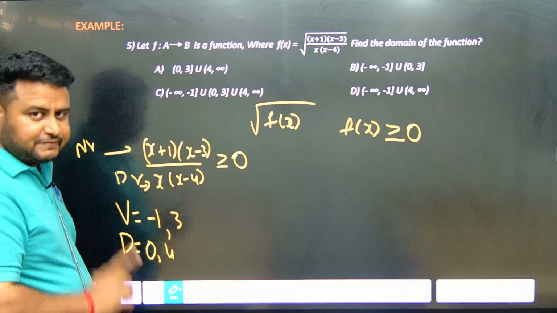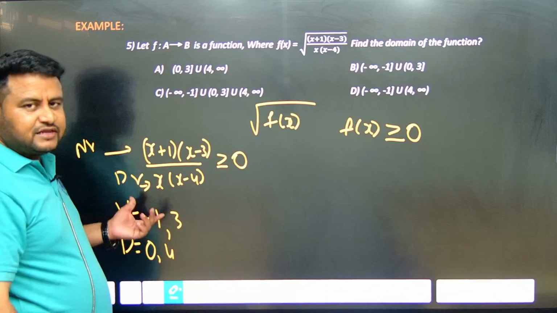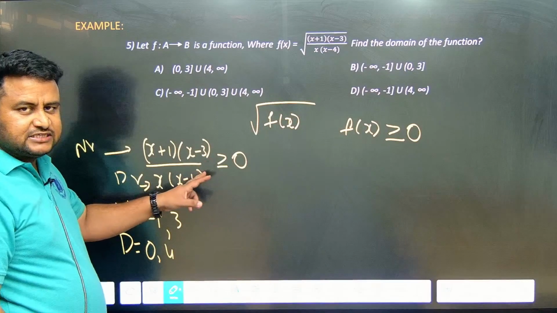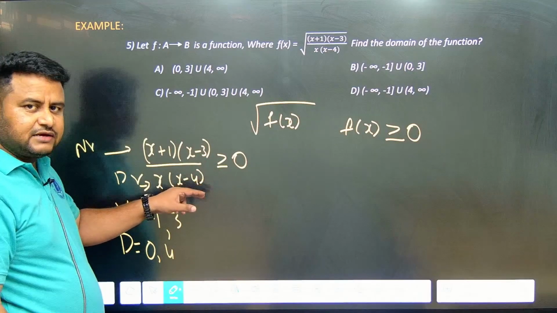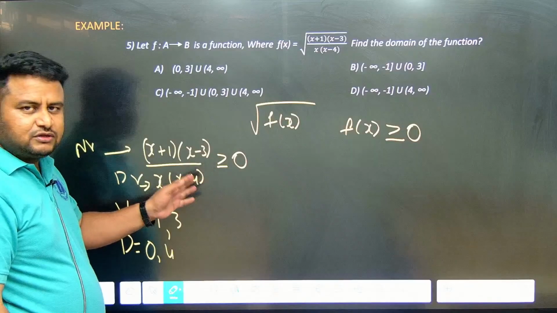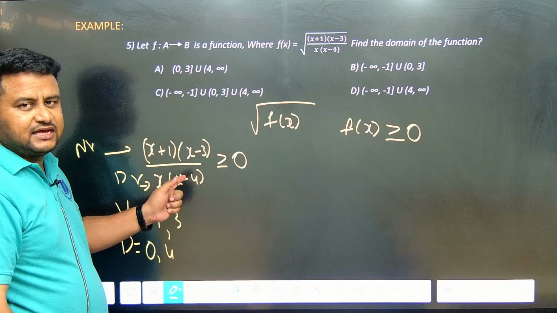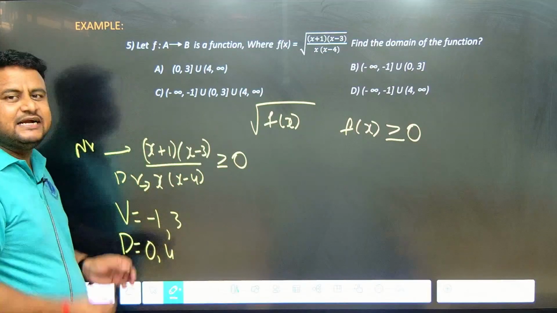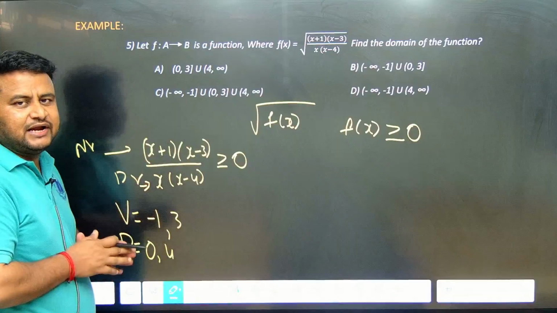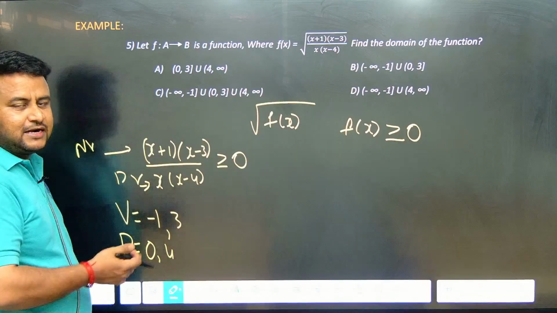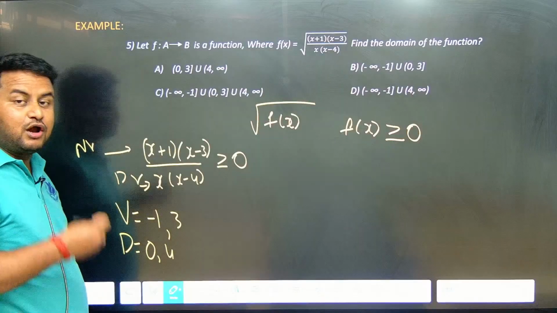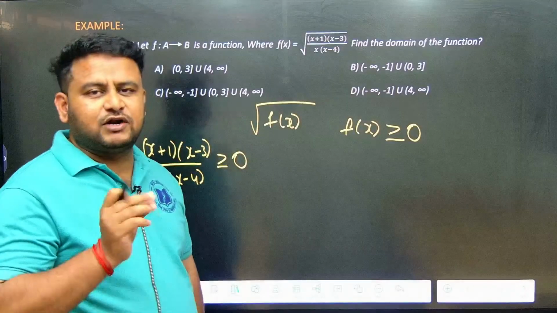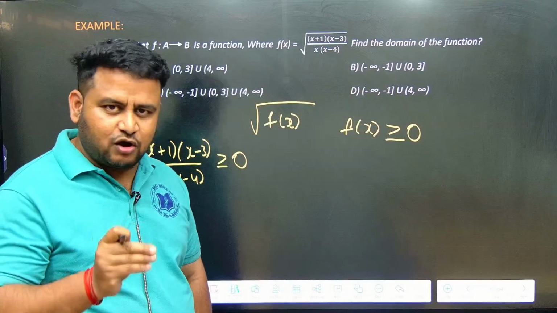I have told you in the previous class only. Vanishing points, whether they are closed or open interval, depends on the inequality, whether it is greater than, less than, or greater than or equal to. Greater than or equal to means it is closed interval. Less than or equal to, then also it is closed interval. If it is only greater than or only less than, then it is open interval. But when it comes to discontinuous points, it does not matter what the inequality is. It does not depend at all. So discontinuous points are always open interval. Please keep this in mind. Denominator whatever we get, they are discontinuous points and they are always open interval.